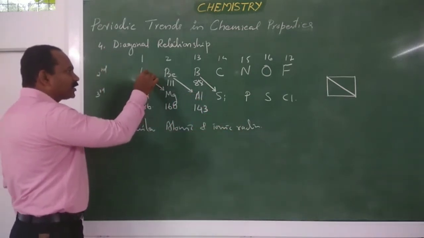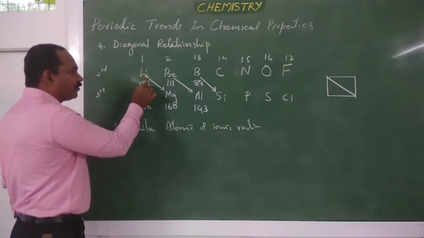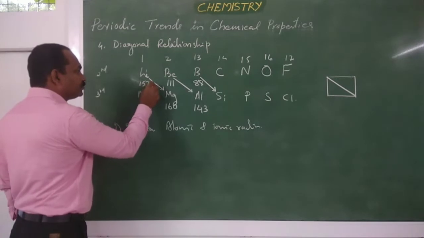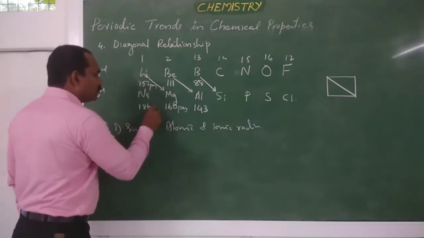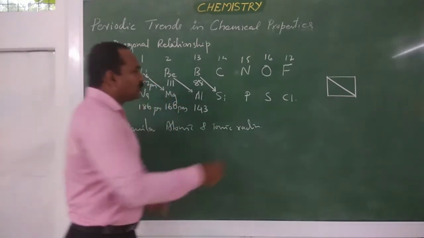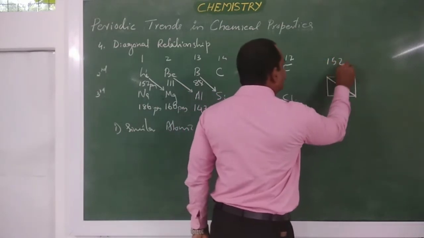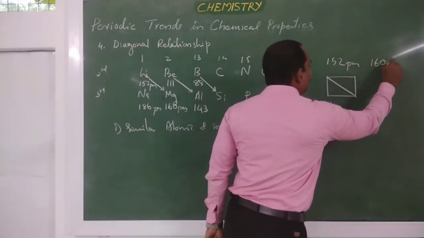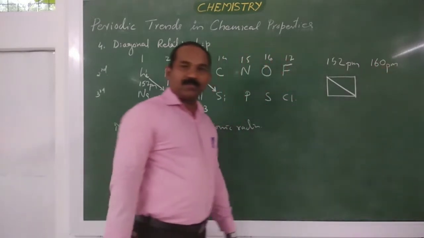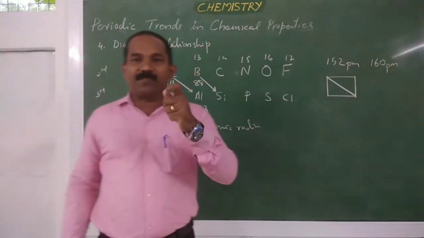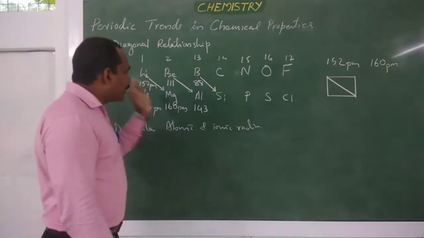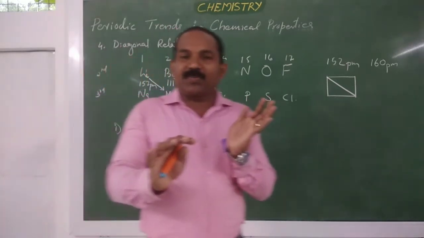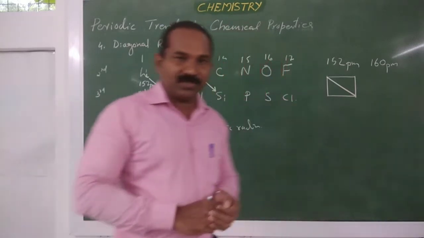So look at the atomic radius of lithium, 152, and magnesium, 160. These are in picometers. 152 picometer is similar to 160 picometer, the difference is 8 picometer. The next is also similar. So this relationship is known as diagonal relationship.